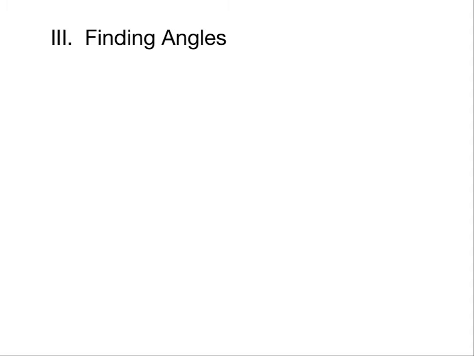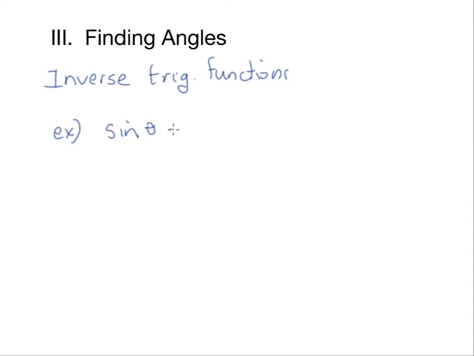Third type of problem we're going to look at today is finding the angles of a right triangle. Now, in order to do this, we need to use something called inverse trig functions. And I'll teach this by example. Let's say I know that the sine of theta is equal to 3/5. And I want to find the measurement of angle theta.